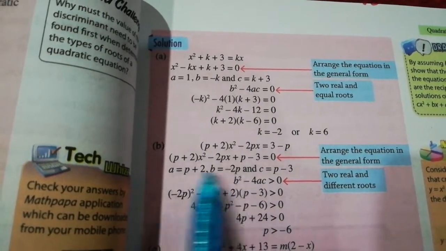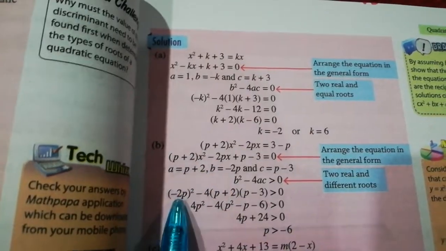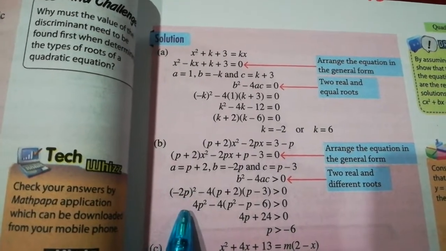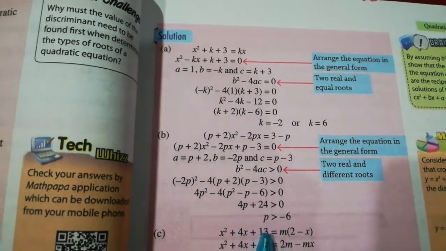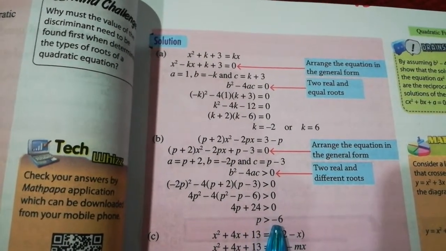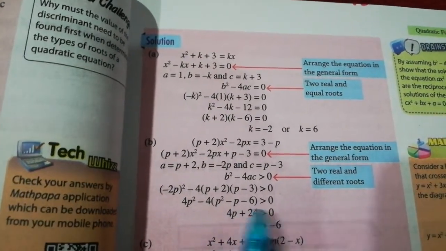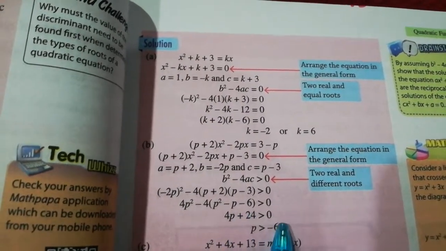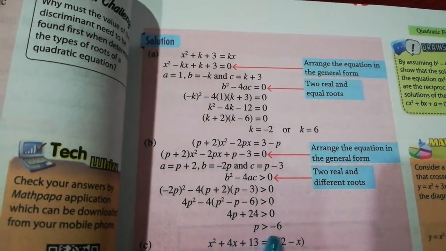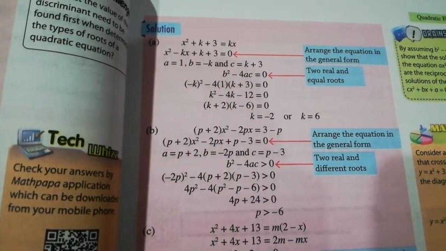Okay, from the value we have A, B, C. So after that we will open the bracket and simplify it until we get P larger than negative 6. So this 24, we solve this one. We have 24 become negative 24, then divide by 4, so we will get P larger than negative 6.